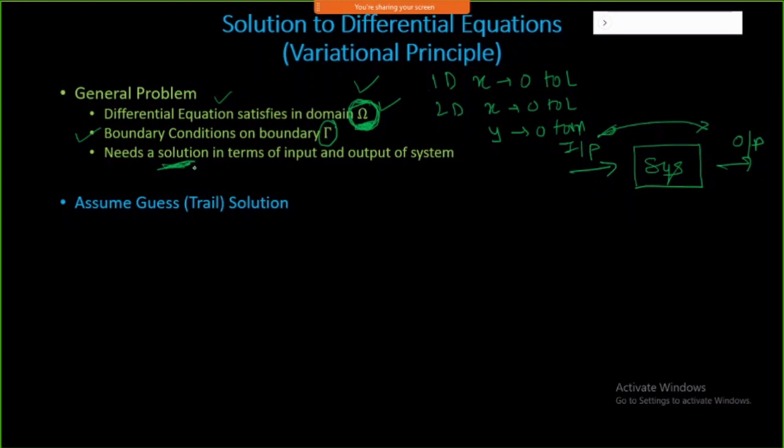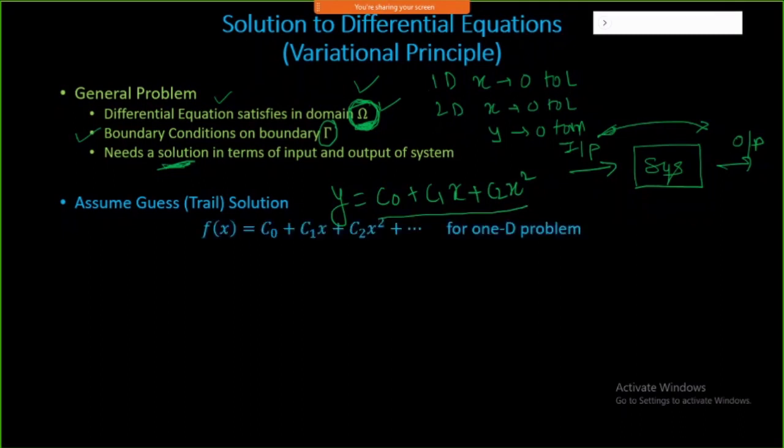So first of all, start with a guess kind of solution. I'll start with some polynomial, maybe y is equal to c0 plus c1x plus c2x square, something like this. So this is what is an assumed solution, and this is for a typical 1D problem. For 2D, x and y will come into the picture. For 3D, x, y, z will come, and if I count time, one more term will come. That is a 4-dimension, I can say.